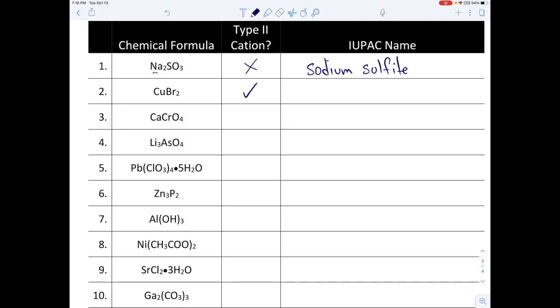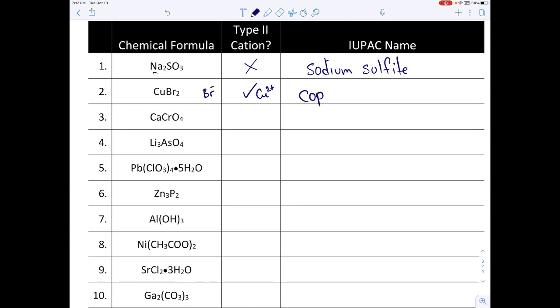To figure that out, look at what it's bonded with. In this case, it's bonded with bromide. Bromide is a halogen. Its charge is 1 minus. But in the formula, there's 2 bromides bonded to that 1 copper. So if you have 2 of the negatives bonded to the 1 copper, then that copper must be copper 2 positive. There's the type 2 cation.